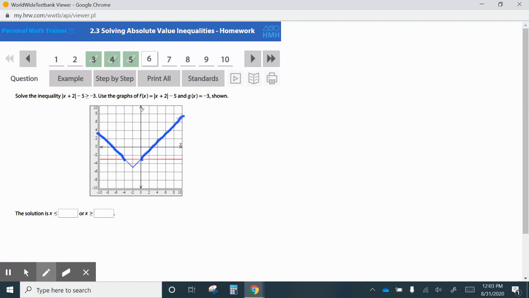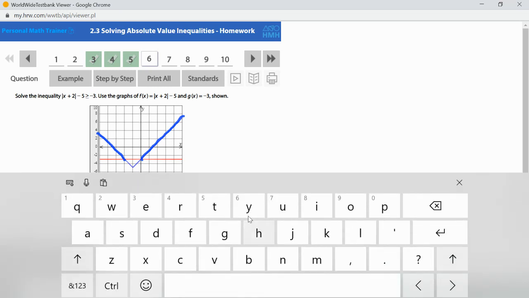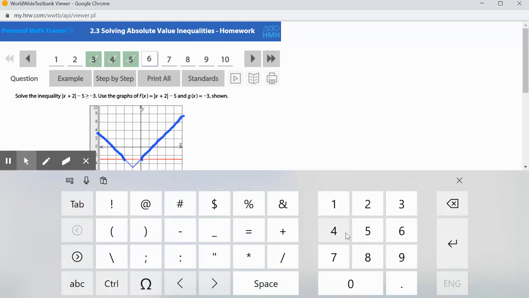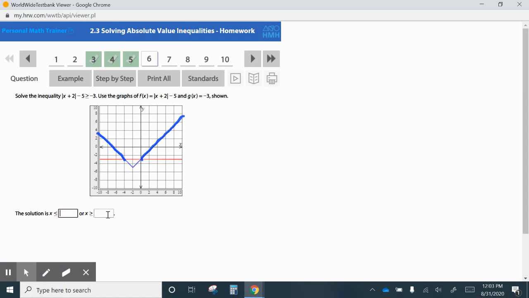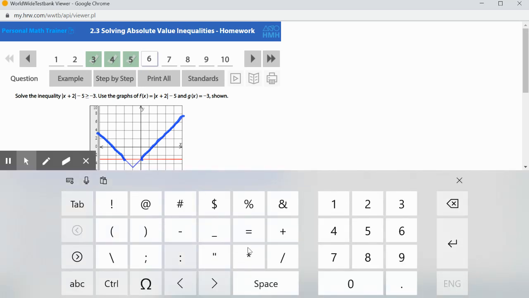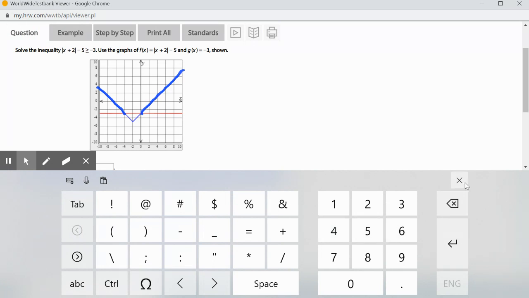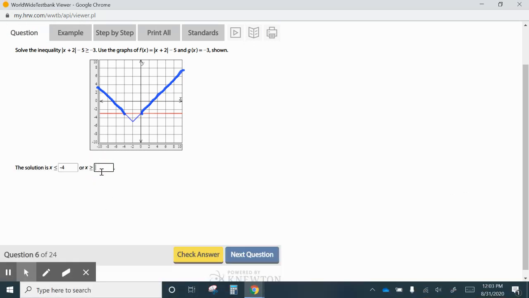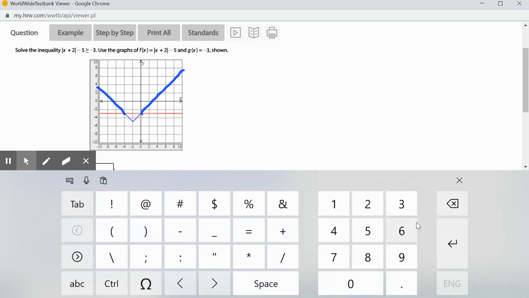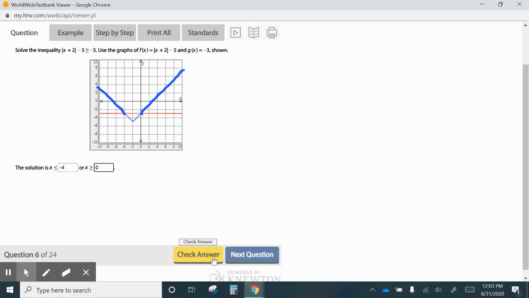So the solution is x is less than or equal to, it looks like, negative 4. Oh, I thought it typed it in. Let's try that again. Negative 4, or x is greater than or equal to 0, it looks like. Correct. All right, now let's look at the next question.